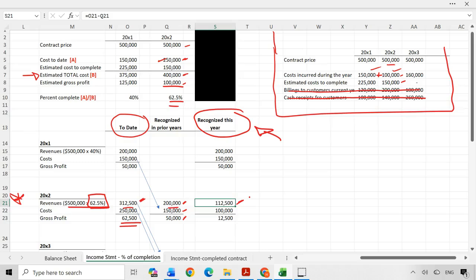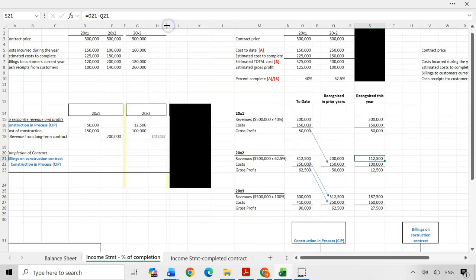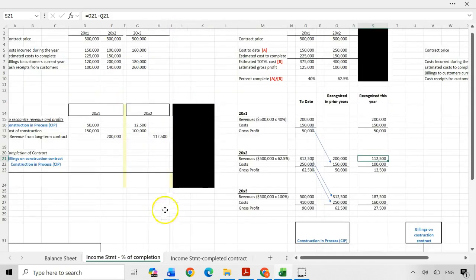And I'm going to do the same thing with costs. My year-to-date costs minus my costs that I've already previously recorded. So my current year cost to recognize this year is $100,000, which makes my gross profit just for the current year $12,500. So now I'm going to go to my journal entries, and I've made this a little smaller just so it all fits into the screen. So I apologize if it's really small, but this is where we were. This is what we've just calculated for 20X2 to be recognized in the current year.